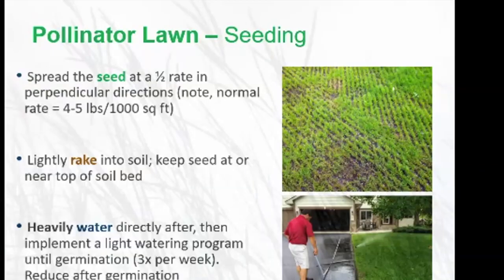In terms of actually seeding the bee lawn, yes, believe it or not, there is a science behind how you should seed a lawn. It's called perpendicular seeding, where you spread half the rate walking north-south, and half the rate walking east-west. Let's say, hypothetically, the seeding rate for a bee lawn is 5 pounds per 1,000 square feet, and you're doing a 1,000 square foot lawn. You spread 2.5 pounds walking north-south and 2.5 pounds walking east-west, and that'll give you the best results.